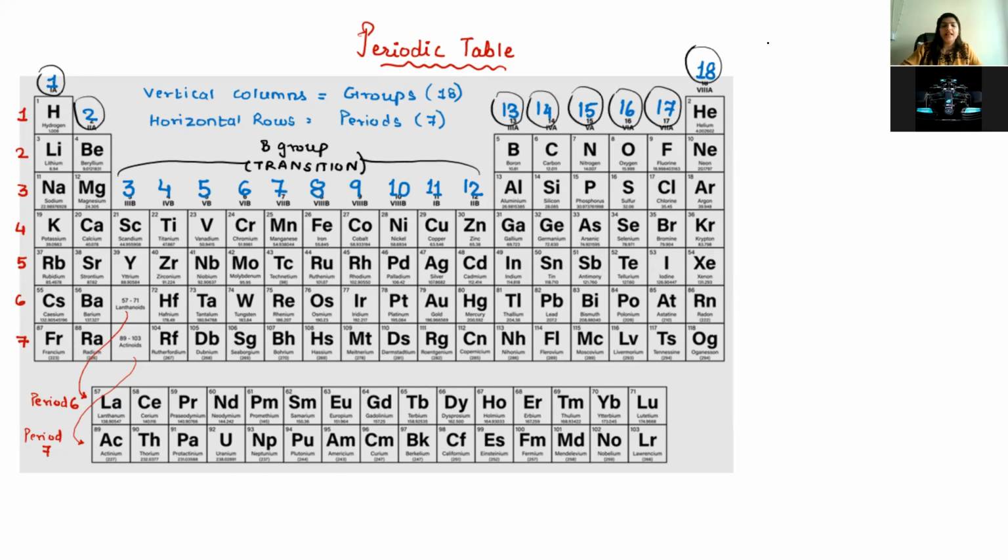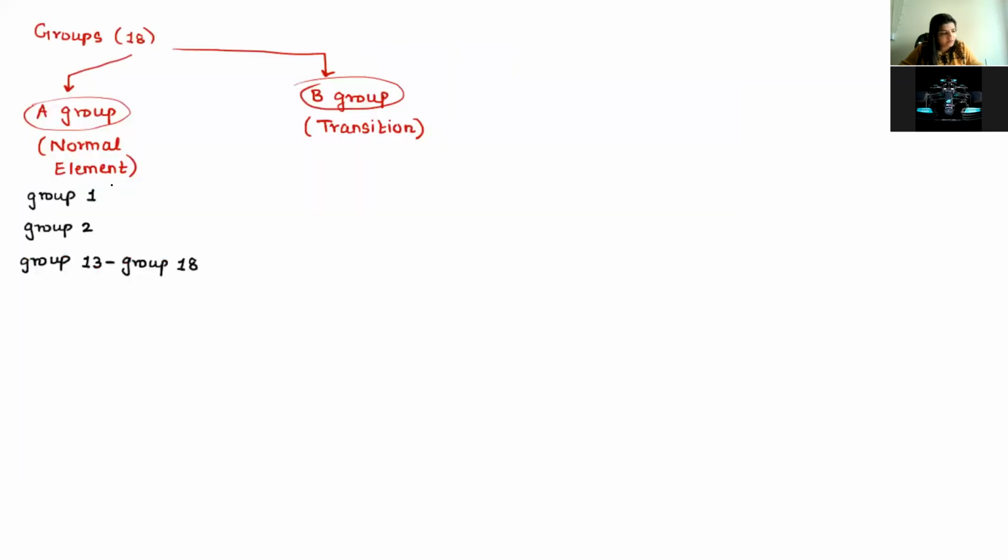When you look at the periodic table keenly, group 1 is also denoted as Roman numeral 1A. Group 2 is denoted as Roman numeral 2A, because they are classified as A group elements. And the B group, which is the transition elements, runs from group 3 to group 12.